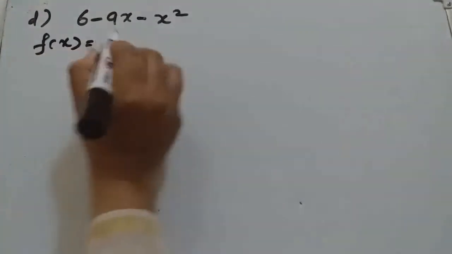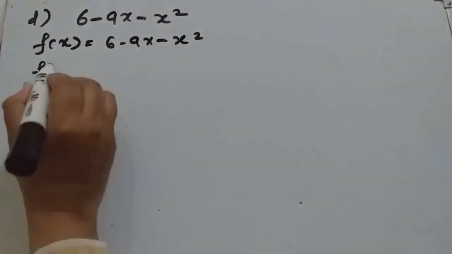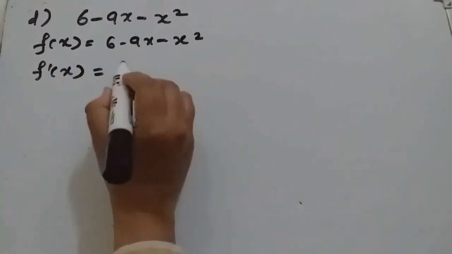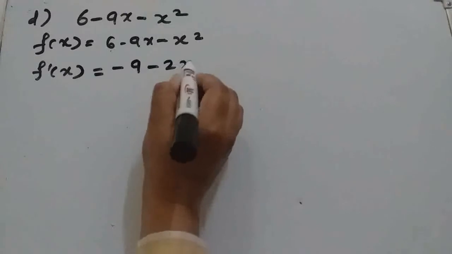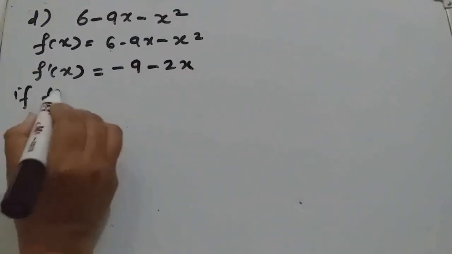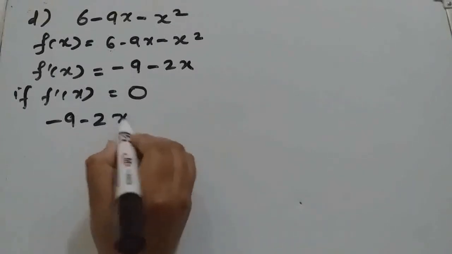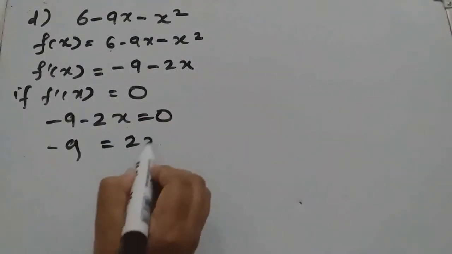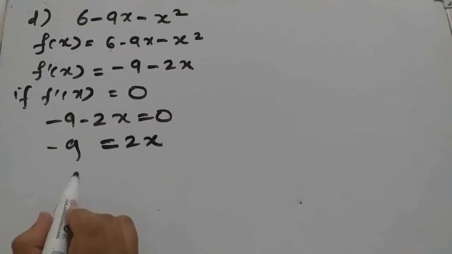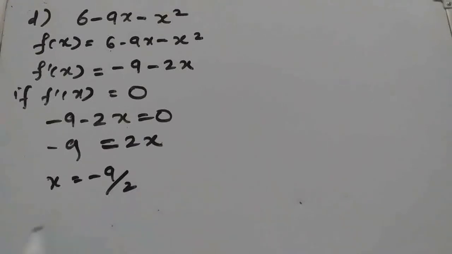F of x is 6 minus 9x minus x square. So f dash of x, the derivative of 6 is 0, minus 9 minus 2x. So if f dash of x equal to 0, minus 9 minus 2x equal to 0. So 9 equal to minus 2x. Okay, so x will be minus 9 by 2.